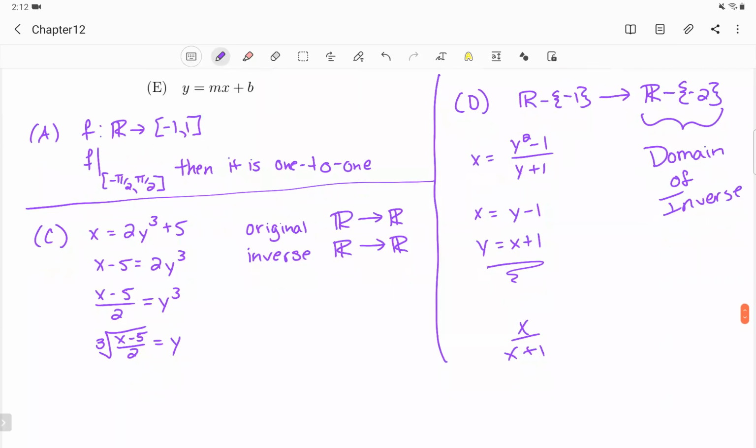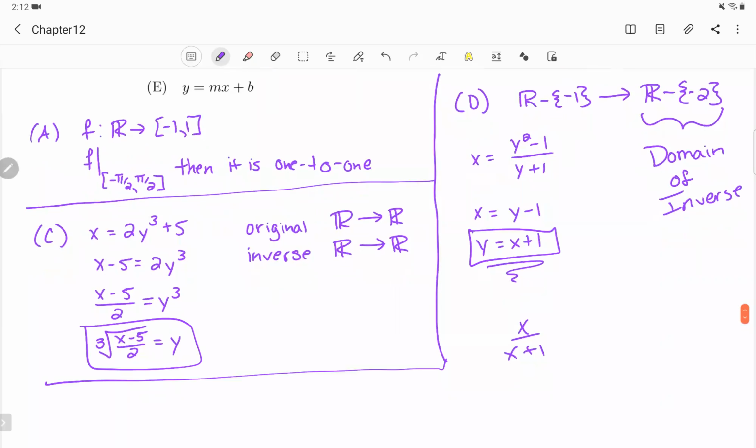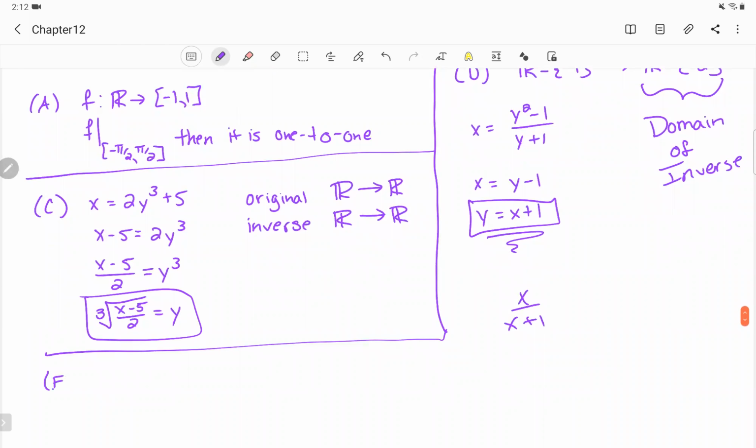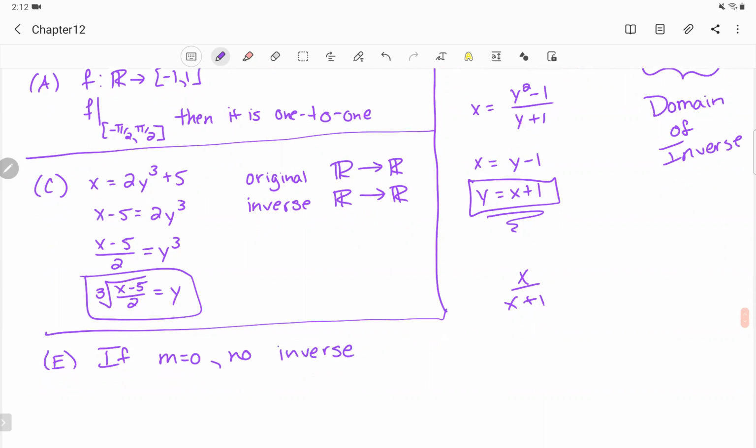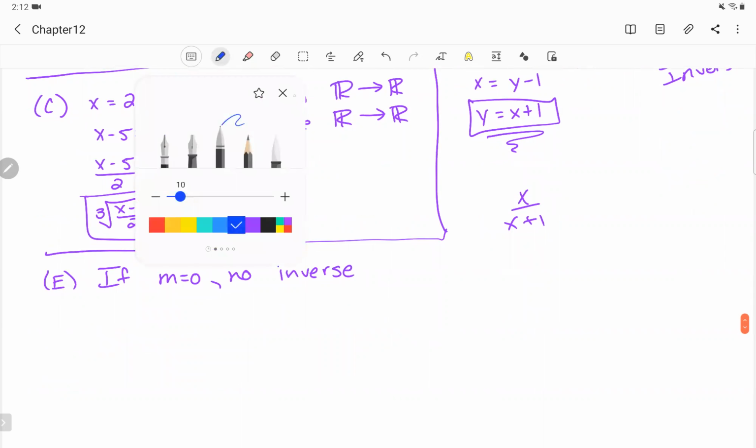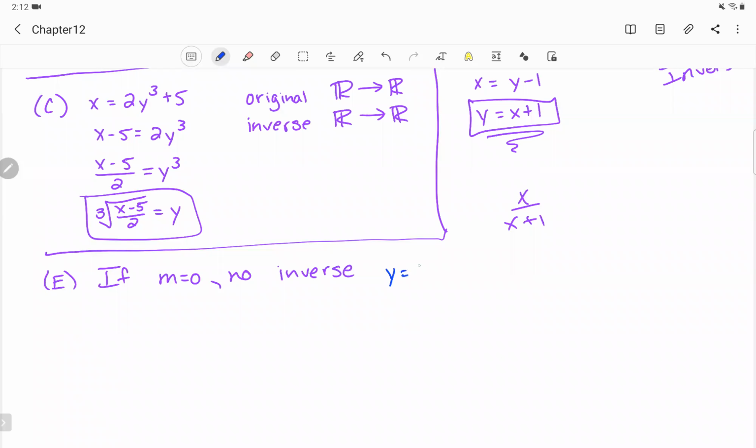E, what about E? Is that going to have an inverse? Yeah, lines are very much 1-to-1 unless, what? Well, the hole was okay, but what? Yeah, so if m equals 0, no inverse. Right, and that makes sense, because if m equals 0, my equation becomes y equals just some number b. How am I going to take an inverse of that? That doesn't make sense, right? There's no y and x to flip here.